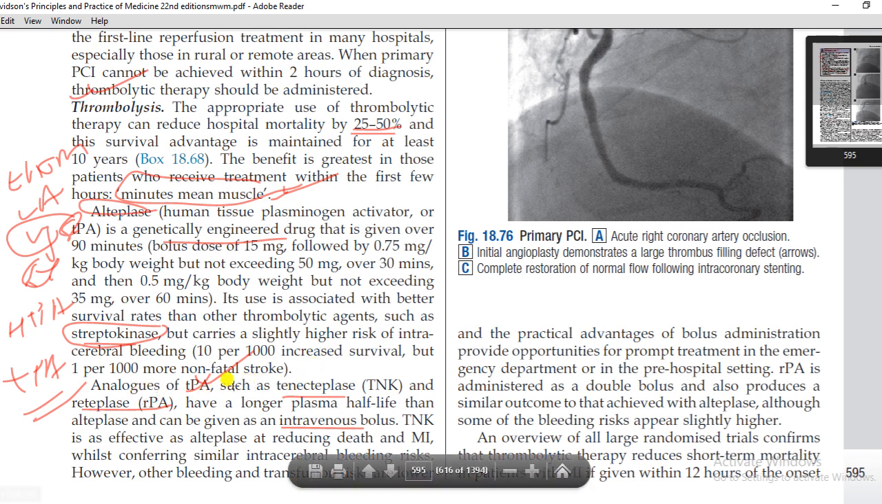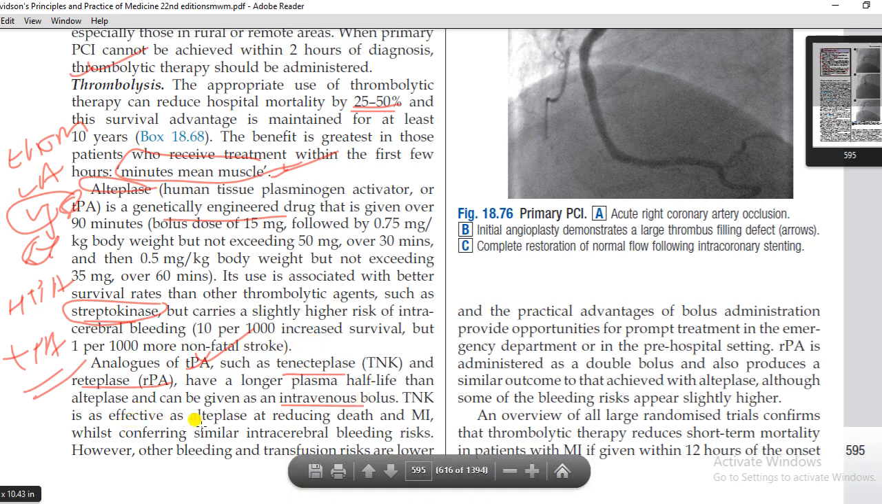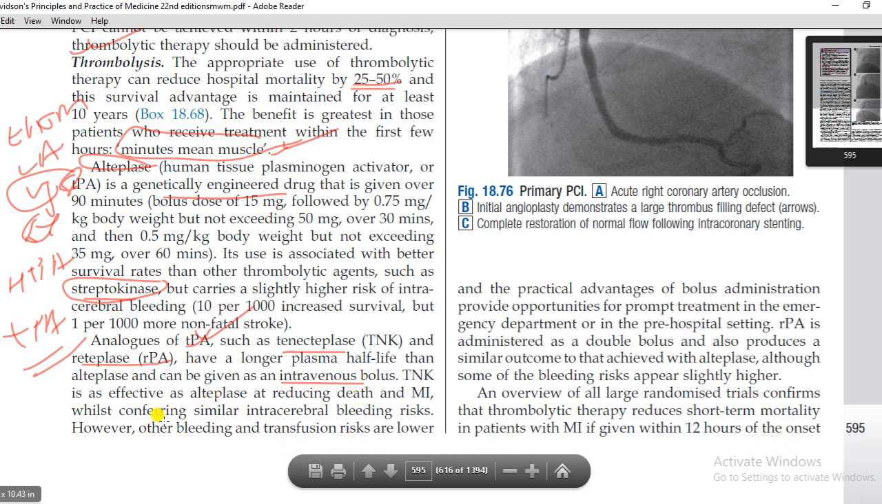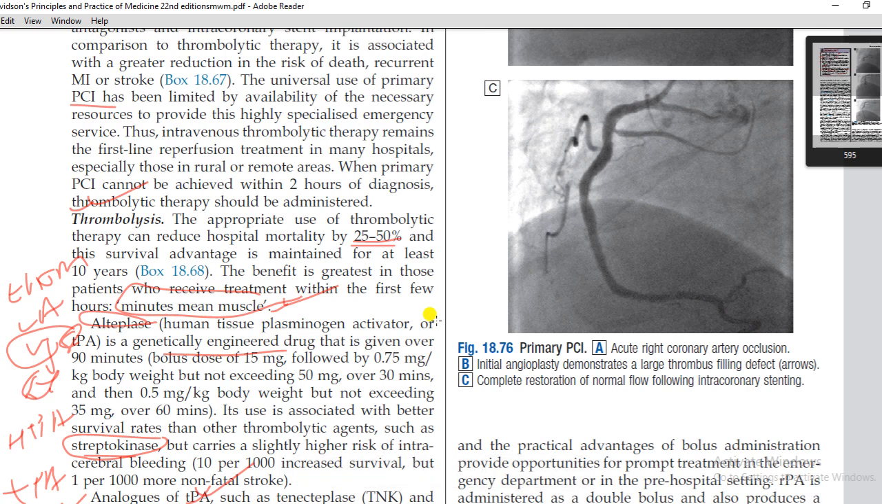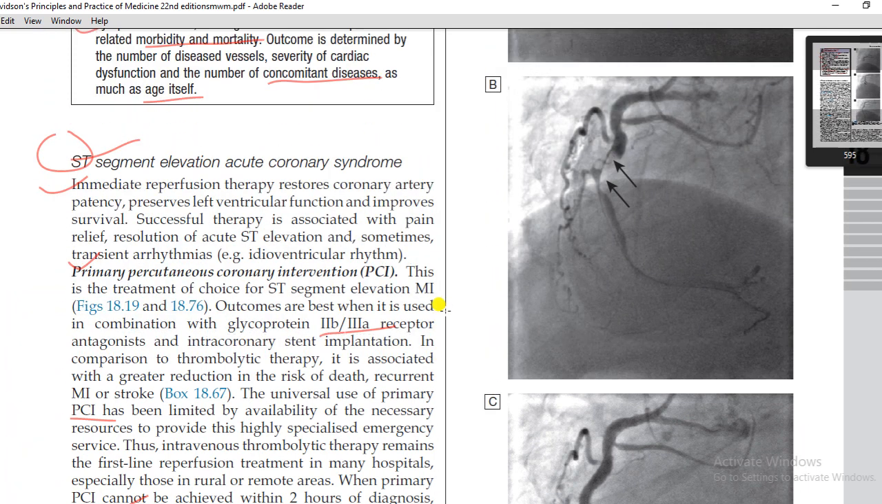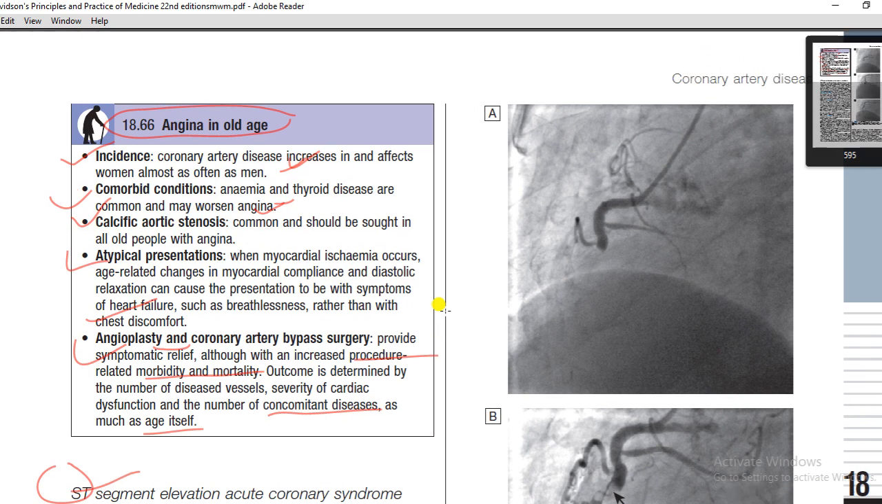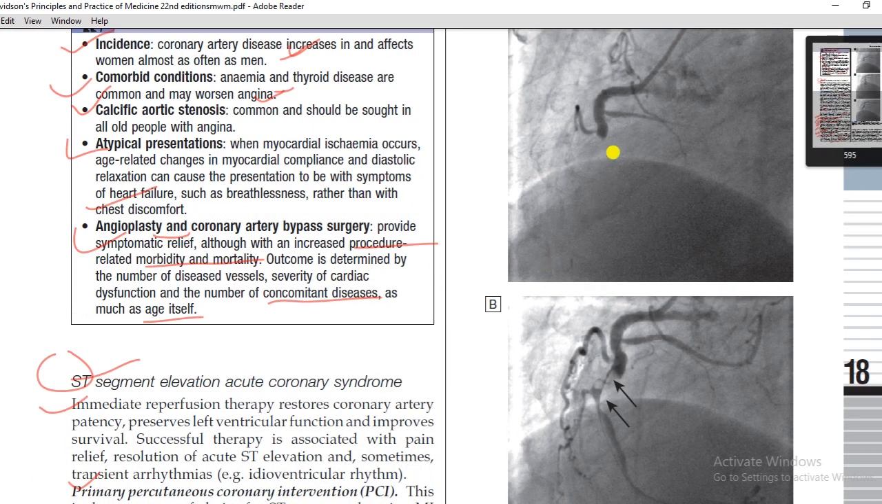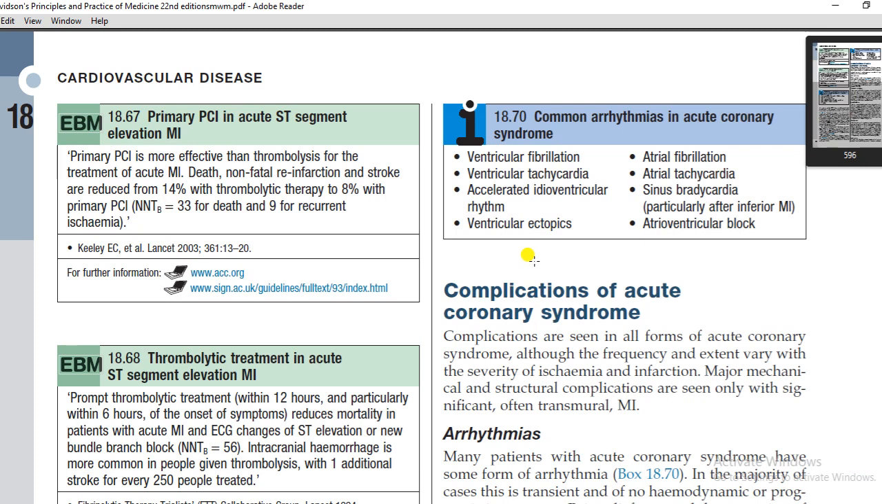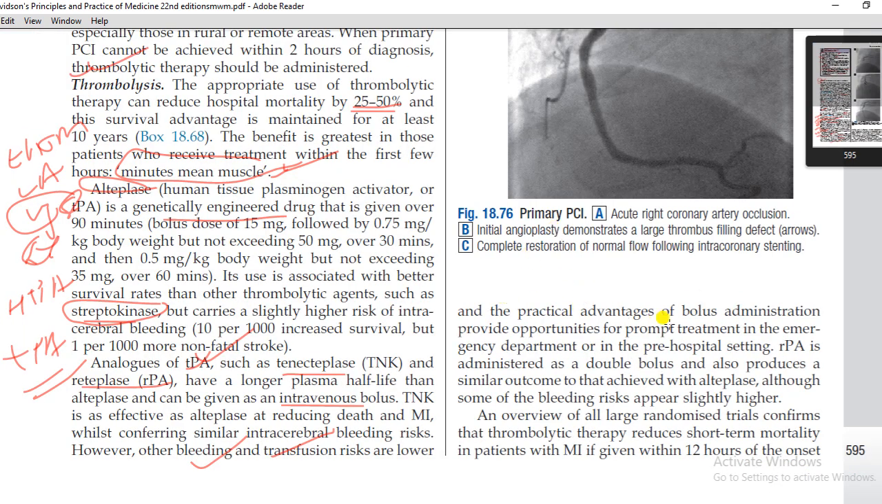Tenecteplase (TNK) is as effective as alteplase at reducing death and myocardial infarction, while conferring similar intracerebral bleeding risk. However, the other bleeding and transfusion risks are lower. And the practical advantage of bolus administration provides opportunity for prompt treatment in the emergency department or in a pre-hospital setting.